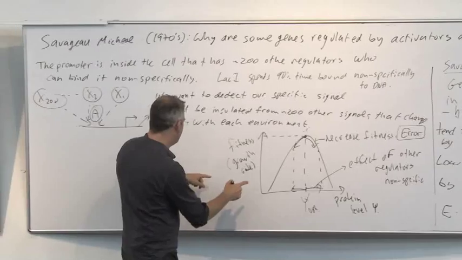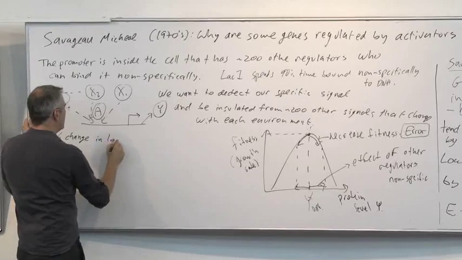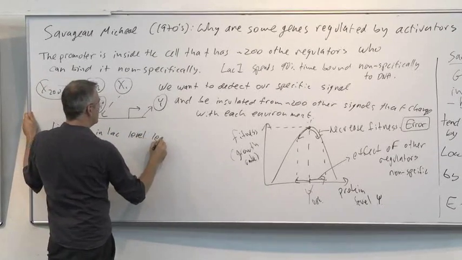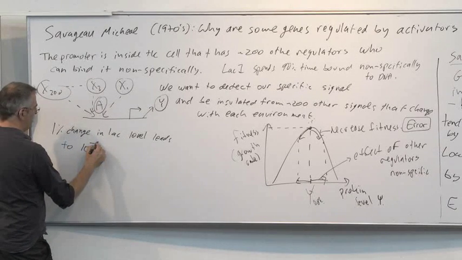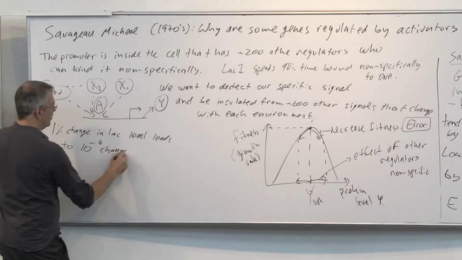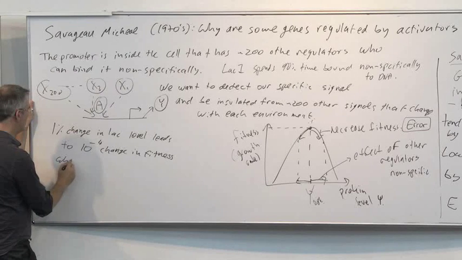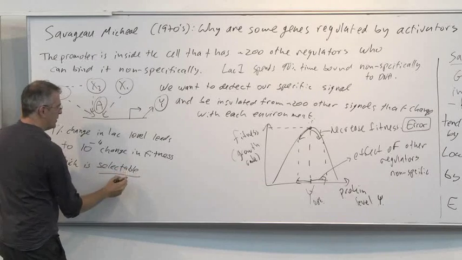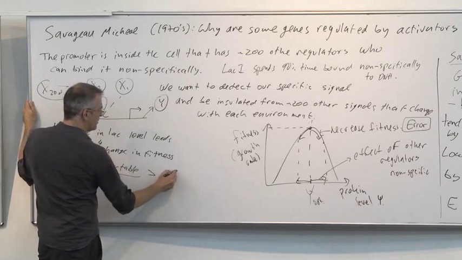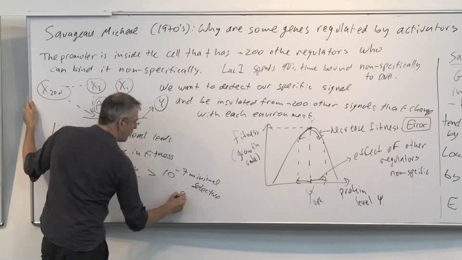Maybe I just say the size here, okay? So a 1% change in, let's say, lac level leads to 10 to the minus 4 change in fitness, which is selectable, which means it's more than the 10 to the minus 7, which is the minimal selective advantage.